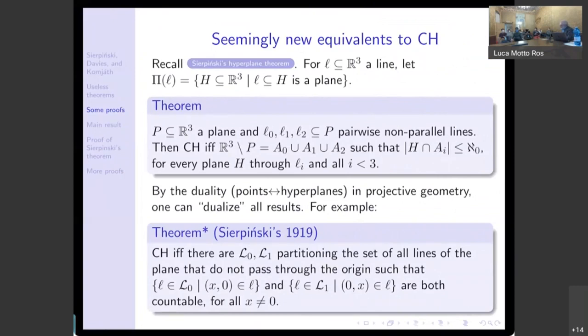You can also do other things with this geometric construction by the duality that projective duality is a point to hyperplane. One can dualize a lot of results. For example, take Sierpiński's theorem from 1919. The theorem obtained by dualizing it, theorem star, is: CH holds if and only if there are F0 and F1 partitioning the set of all lines of the plane that do not pass through the origin.